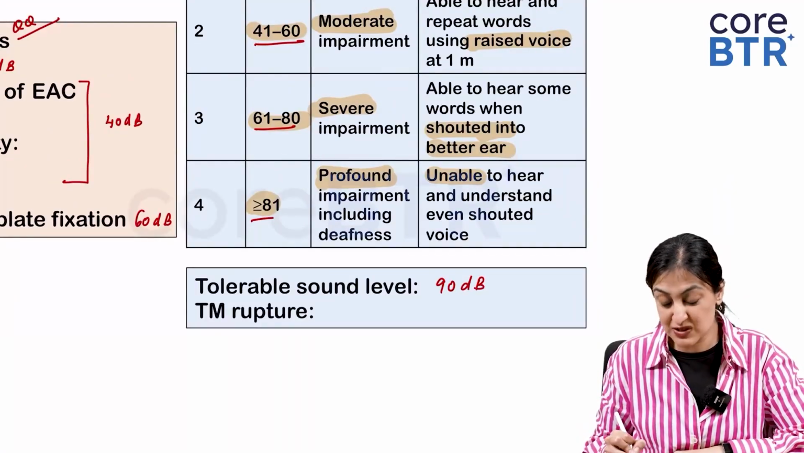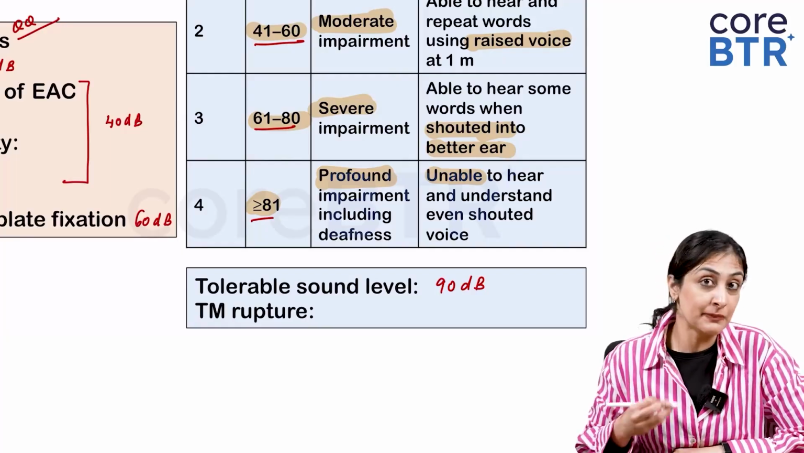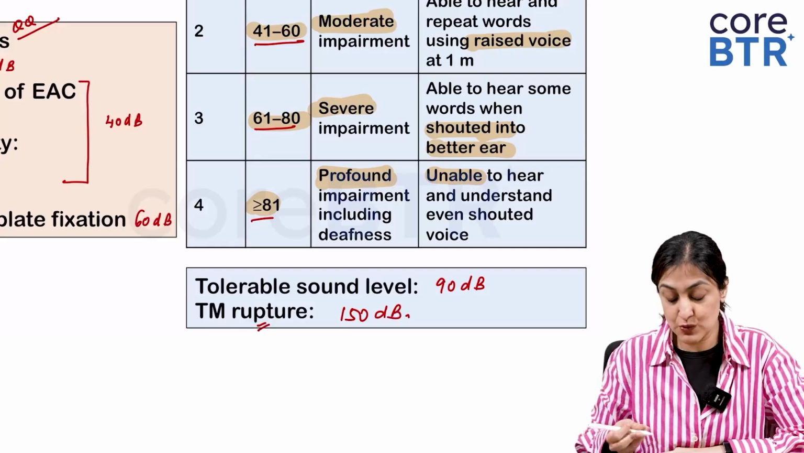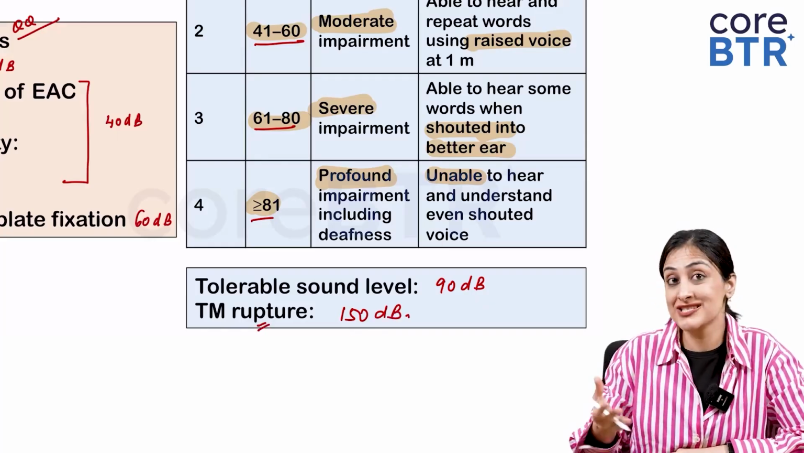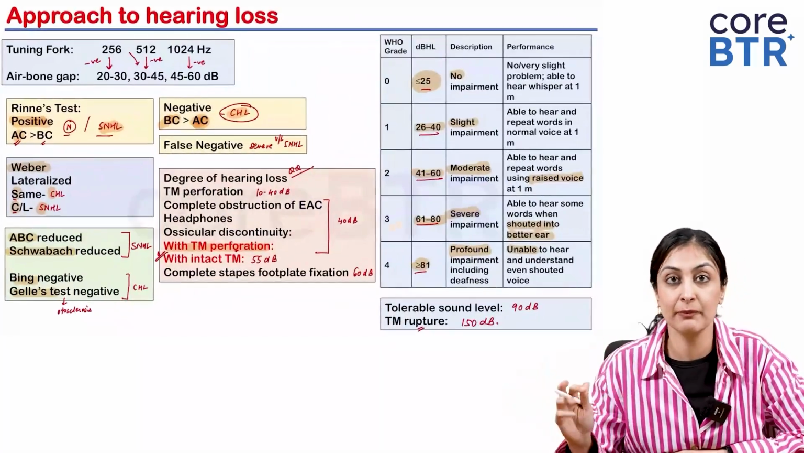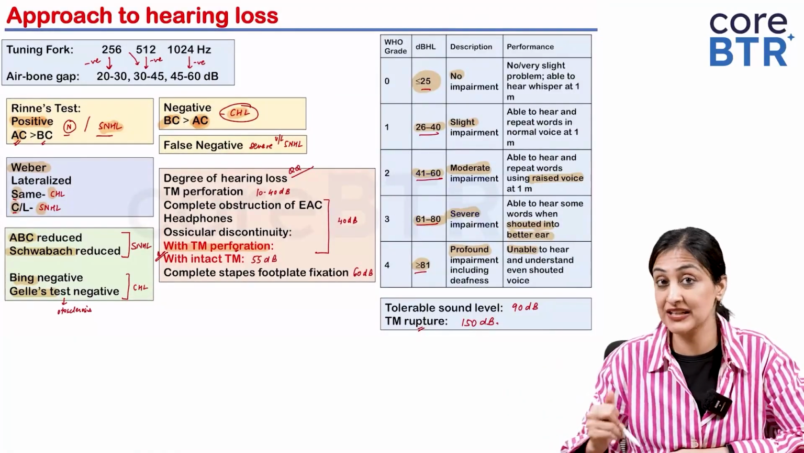Beyond 90 decibels, it becomes intolerable. Tympanic membrane rupture is said to be beyond 150 decibels. So this is where we will now talk about noise-induced hearing loss also in a bit. So this is about all of the numbers and they have asked this. Okay, so this scale is very important.